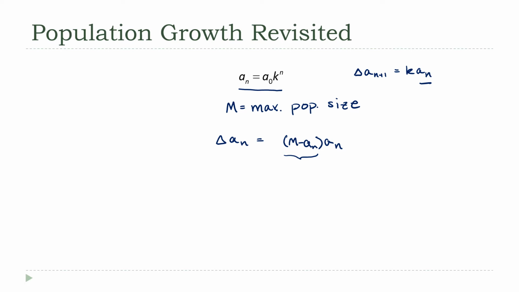And what happens when a sub n actually equals M, assuming that happens? If a sub n equals M, then this rate of change, this increase, is equal to M minus M times a sub n, and that is 0. Once it hits that maximum, it can't grow any further. It has become 100% constrained by the environment, and that's good. That's what we want to see, the growth stopping at that point.